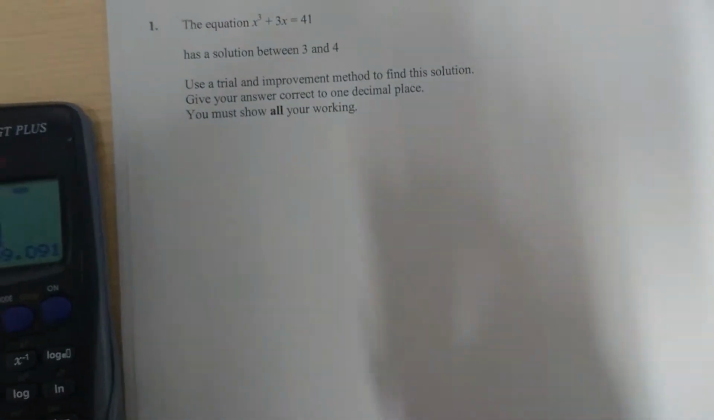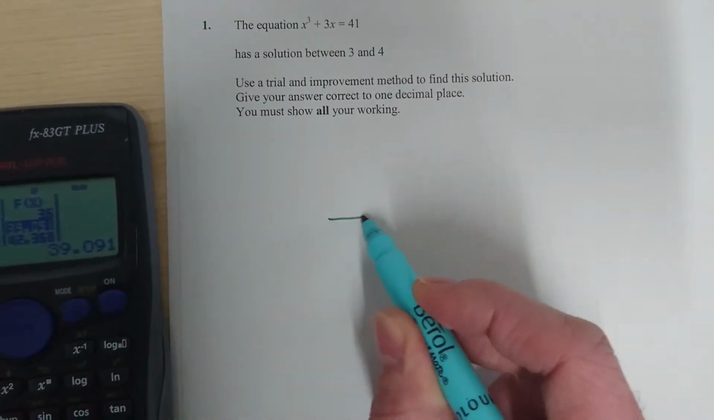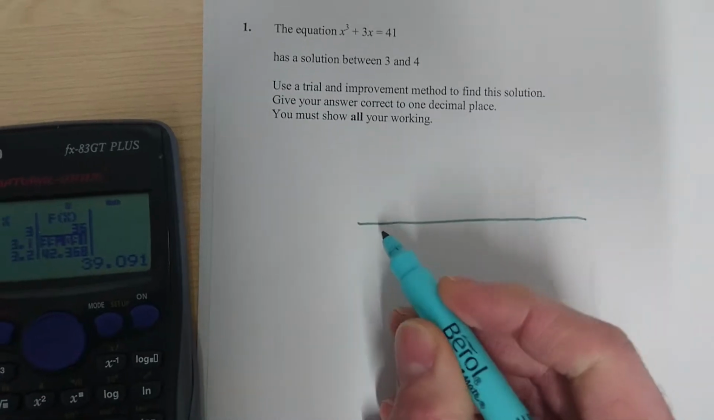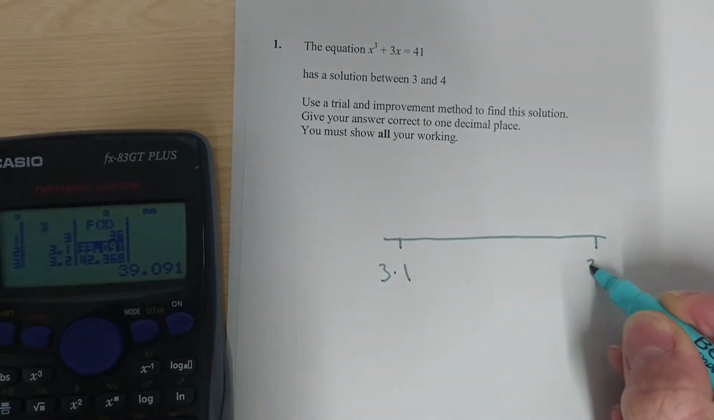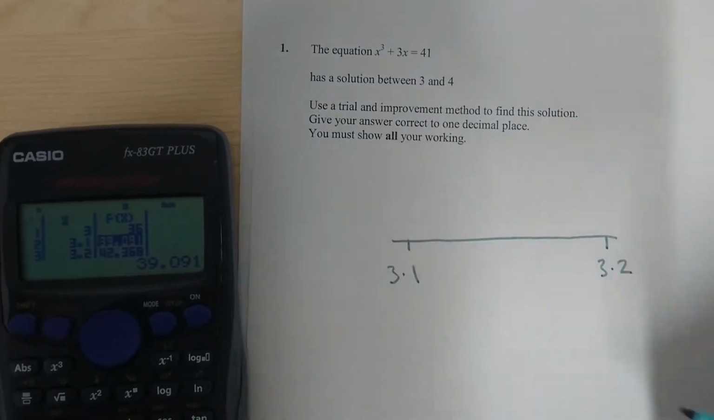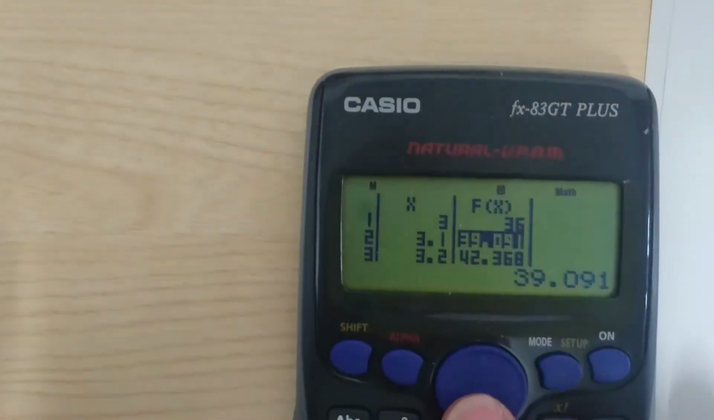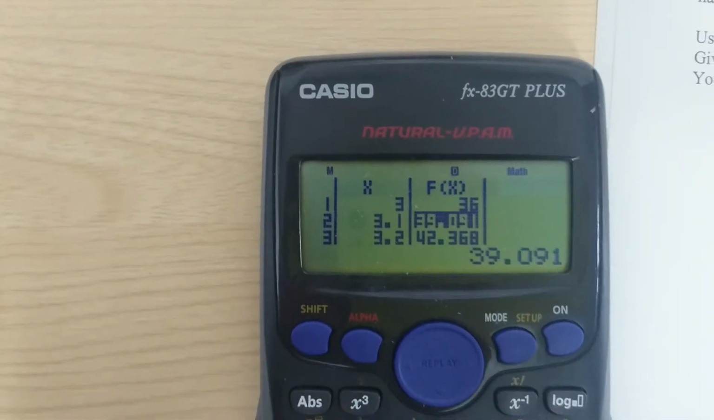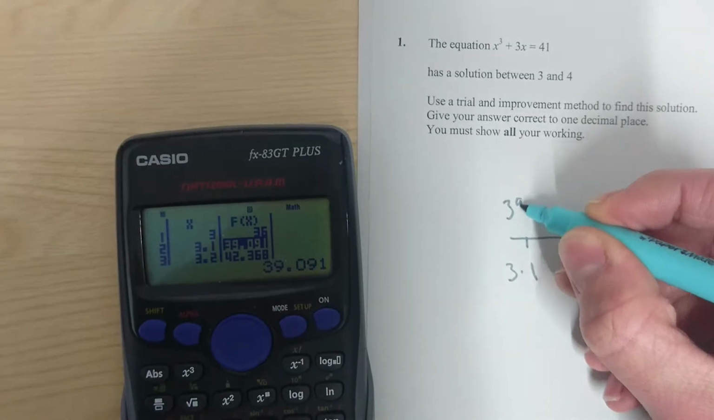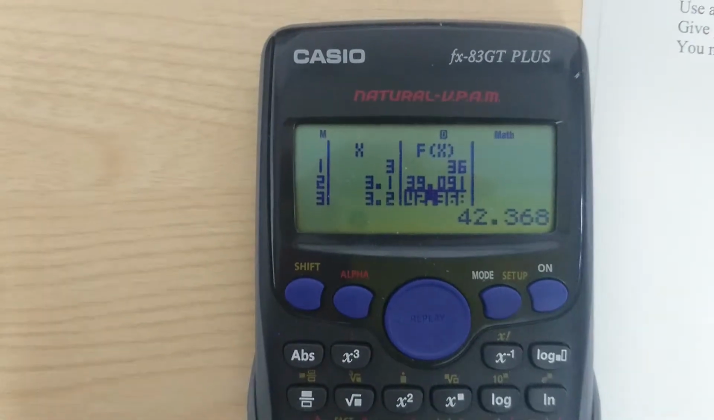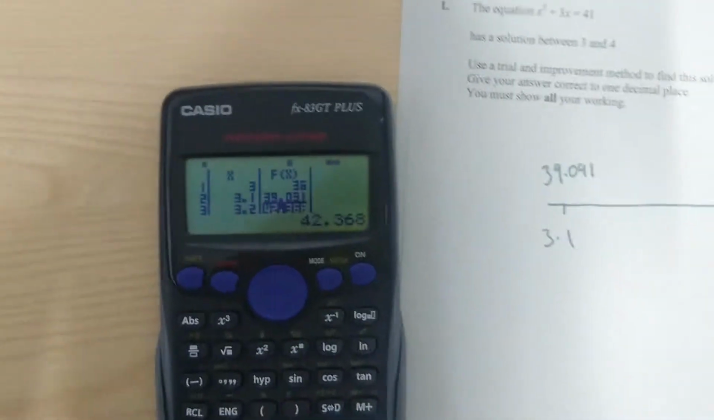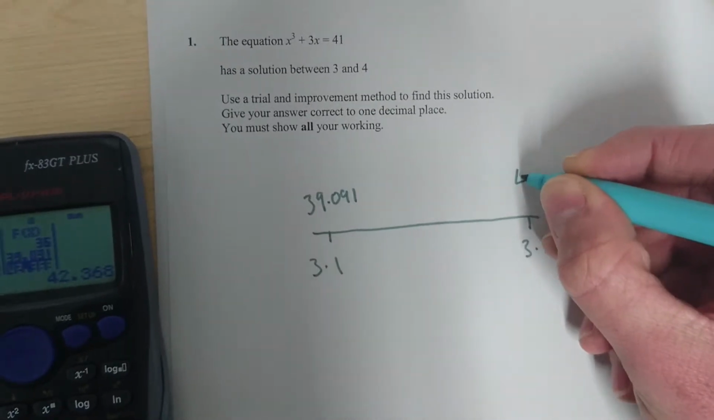So what I'm going to do in my exam paper, I'm going to draw a number line, and at this end I'm going to write down 3.1, and at this end I'm going to write down 3.2. Now I can check from my calculator. When it was 3.1, the value was 39.091, so 39.091. And moving down one on my calculator, at 3.2 it was 42.368. So on here I'm writing down 42.368.